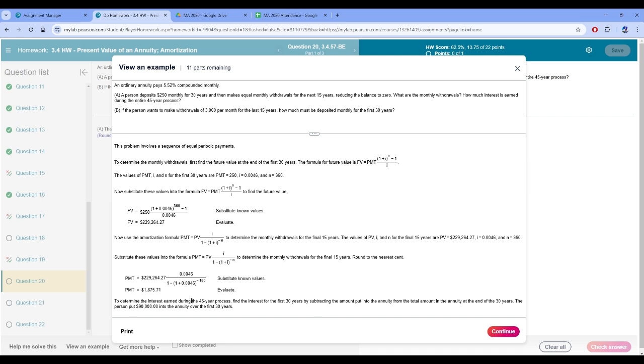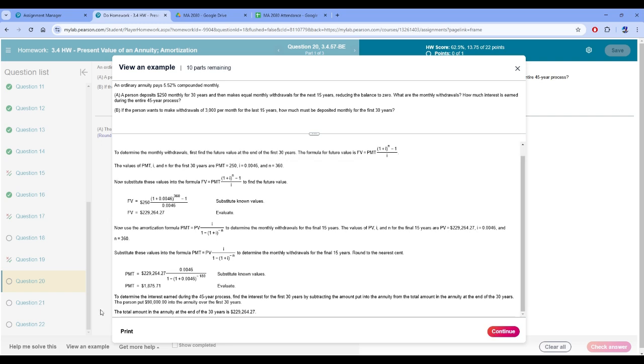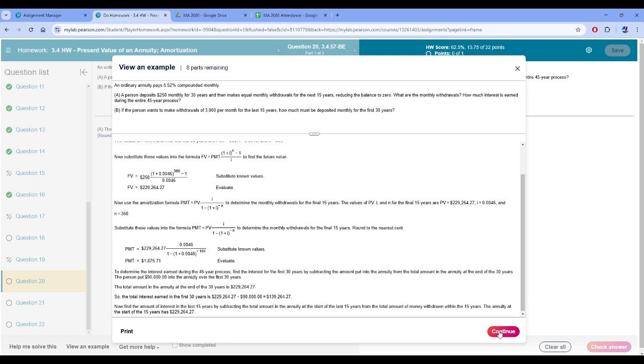To determine the interest during the 45-year process, find the interest for the first 30 years by subtracting the amount put into the annuity from the total amount of the annuity at the end of the 30 years. So you would multiply the amount that you're putting in times the 30 years to figure out how much, then you compare it, subtract it, and find out how much interest. It's just subtracting, and you find out he made that much interest.